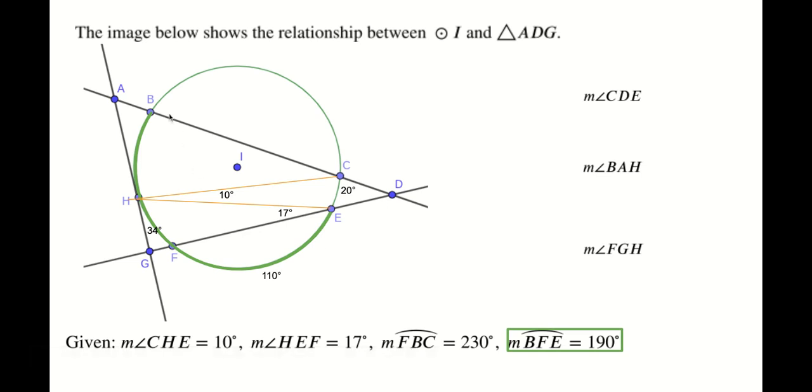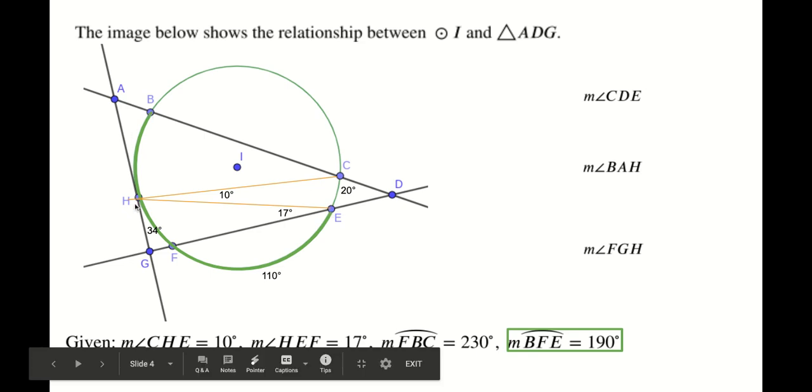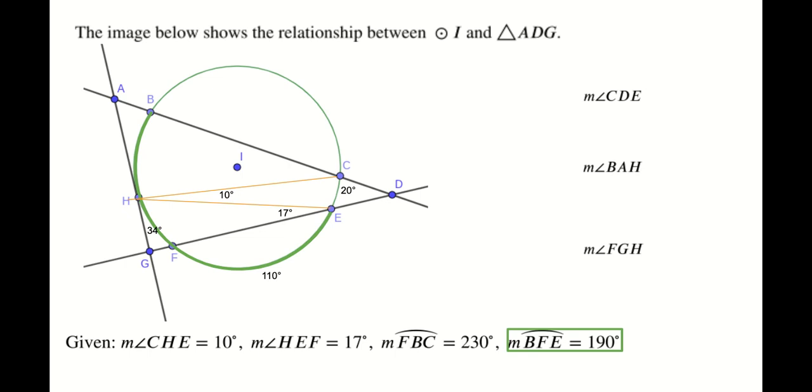Now I know that BFE is 190 degrees. So this allows me to find the length of BH. So I can add 110 plus 34 to get 144. I can subtract that from 190 to get 46 degrees. Now, since I know all of the other arcs, I know 20, 110, 34, and 46, I can add those all together and subtract them from 360 to get BC as 150.